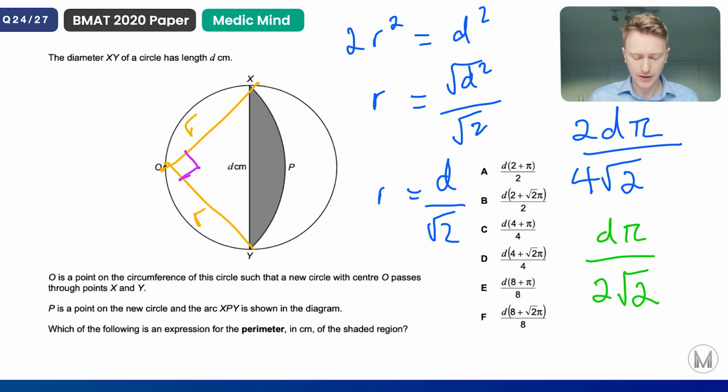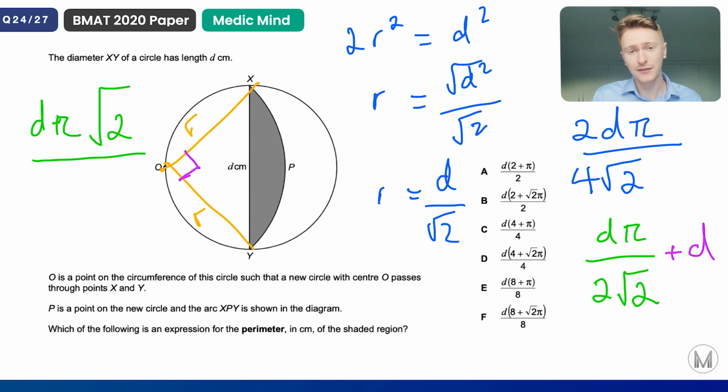Now, we have to remember that we're not interested in p, we're interested in the overall perimeter of this shape. So when we look at the distance xy, that's d, we have to add that on. So we can add d here. Now, it's not really helpful looking at the answer options to have this 2 root 2 on the bottom, so we need to rationalize that denominator by multiplying top and bottom by root 2. So let's do that in this space over here. That's a pi symbol, apologies.